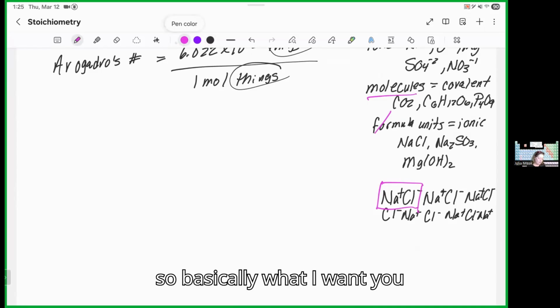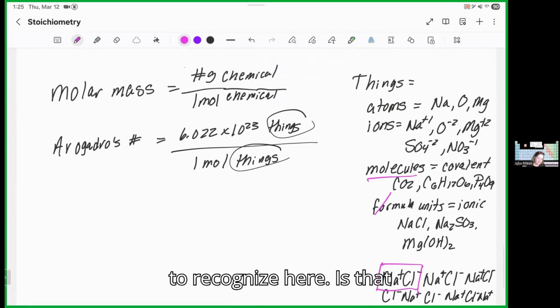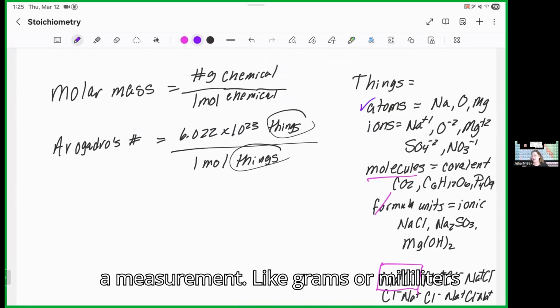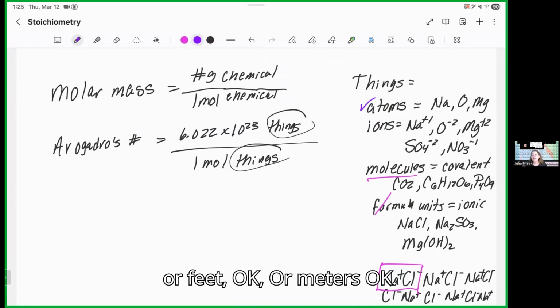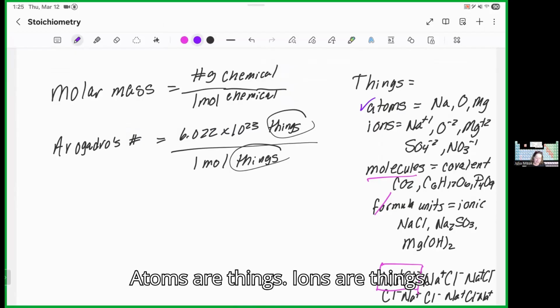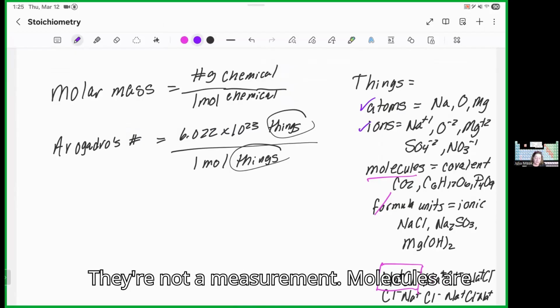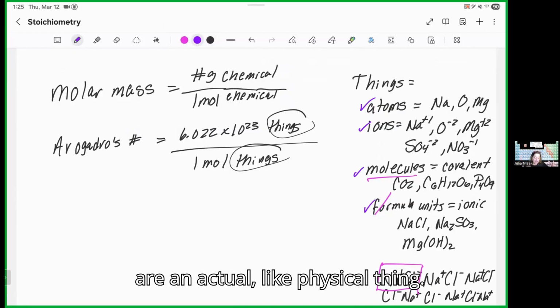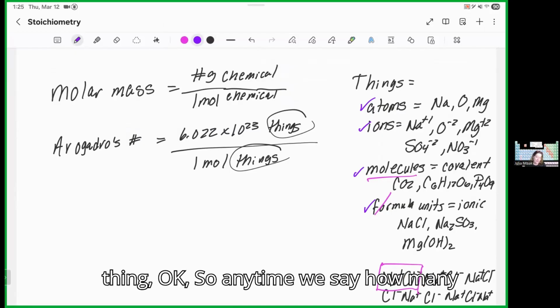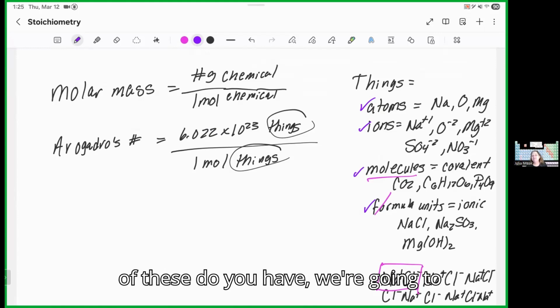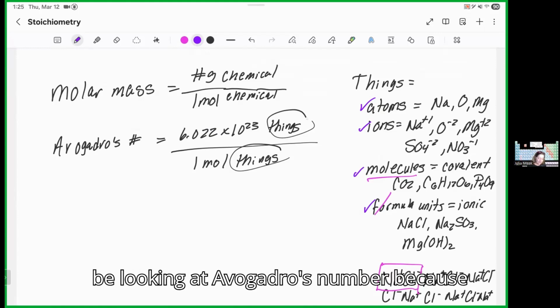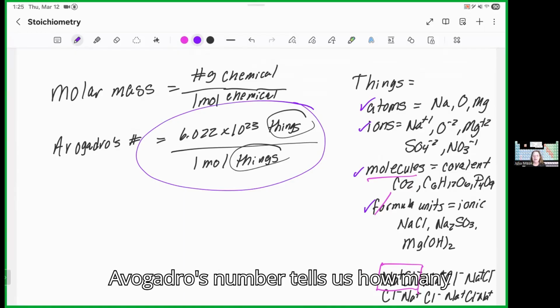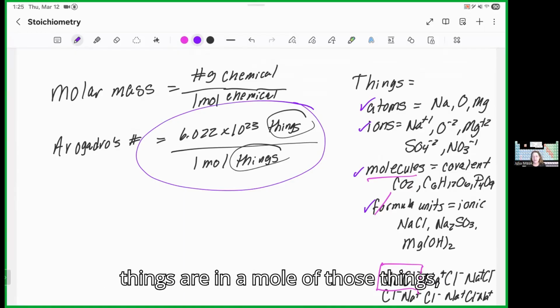So basically, what I want you to recognize here is that these are things. Atoms are not a measurement like grams or milliliters or feet or meters. Atoms are things. Ions are things. They're not a measurement. Molecules are things. Formula units are things. They are an actual, like, physical thing. It is not a measurement of a thing. So anytime we say, how many of these do you have, we're going to be looking at Avogadro's number, because Avogadro's number tells us how many things are in a mole of those things.